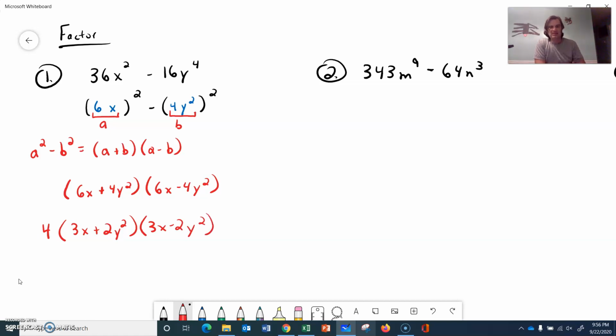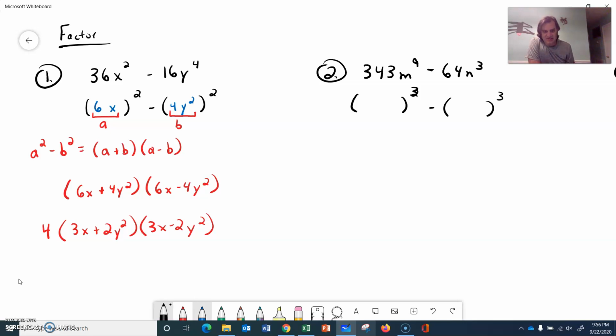Okay. So let's see. The second one here, 343m to the ninth minus 64n cubed. So these are odd numbers, so if one of these formulas is going to work, it's probably going to be a cubed formula. So let's see if we can get a cube on both of these. So let's see if we can write the first one as a cube. It looks like it's going to be a difference. So we'll write that formula down in a moment.